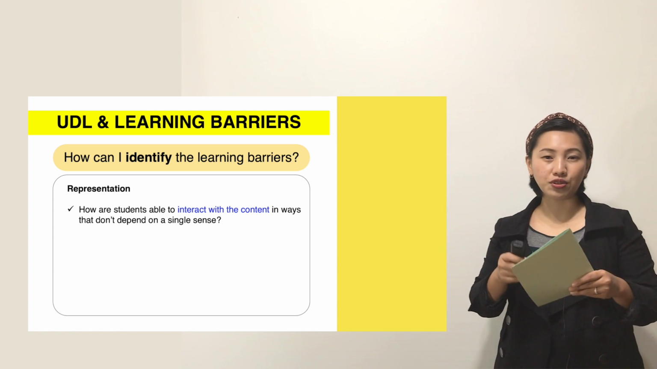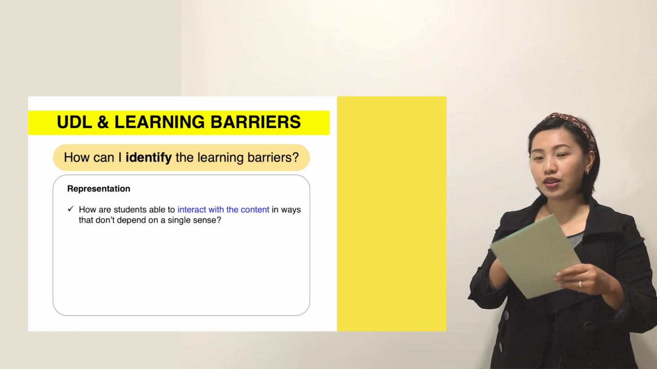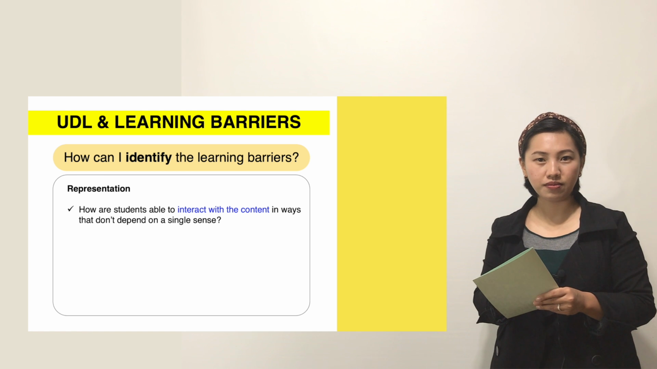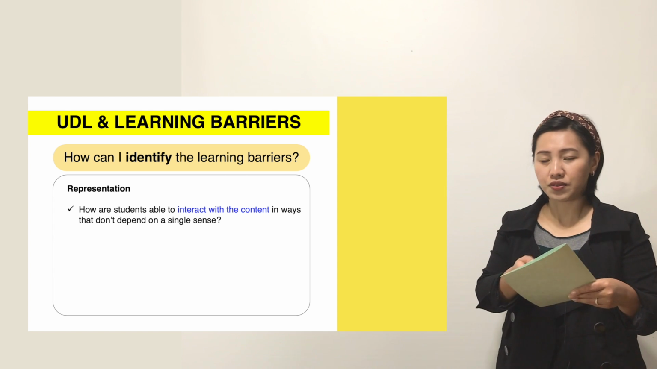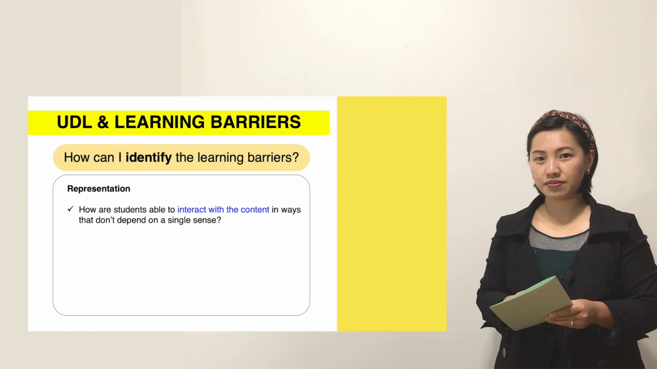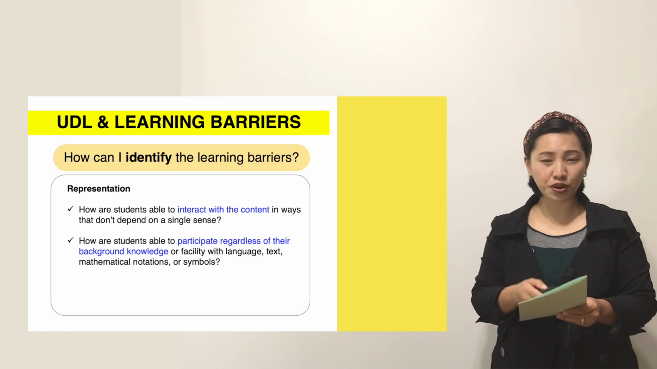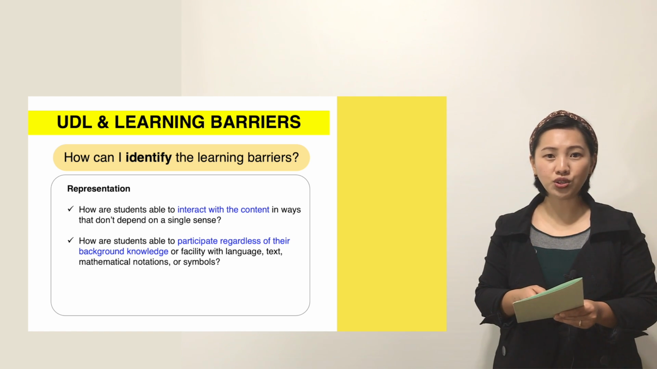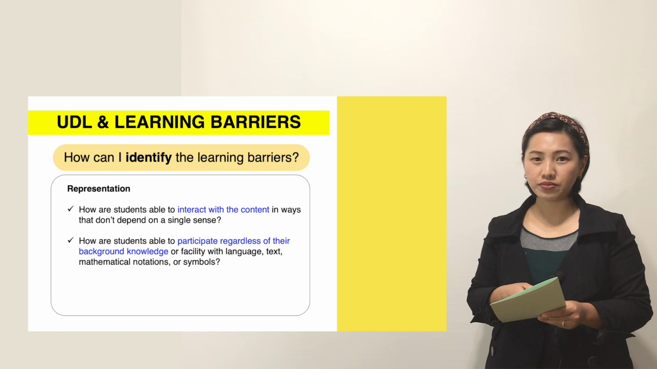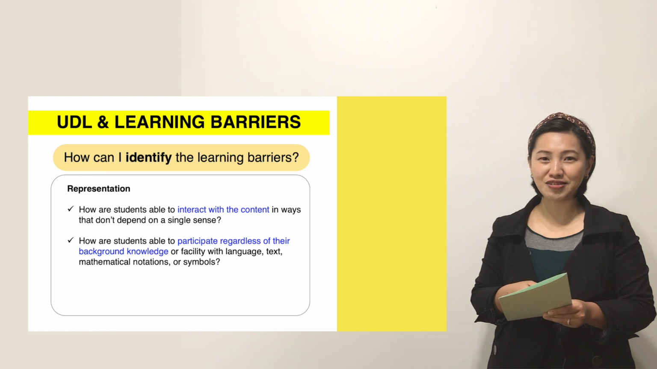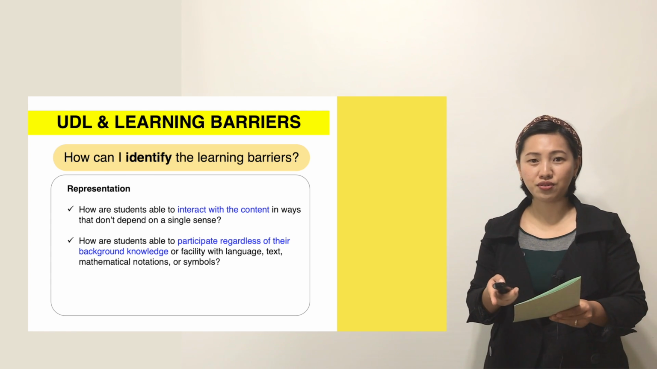So what methods or strategies can you use so you can teach that content in more than one strategy, one method? Okay? I think we have been talking about using different strategies ever since in part 1. Another question: how are students able to participate regardless of their background knowledge or facility with language, text, mathematical notation, or symbols? Those are very heavy words. Mathematical notations, symbols. What if they don't know those?